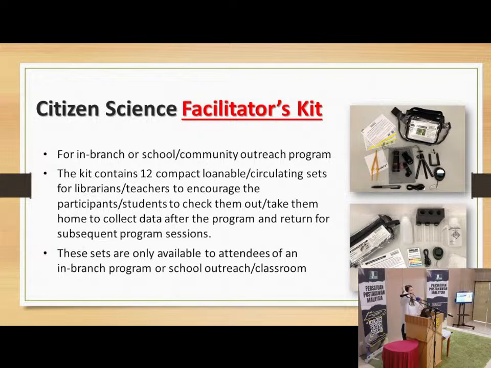So these kits, when the teachers or librarians take them out to do outreach programs, we typically have them check them out using this facilitator bin, which is specifically for that purpose. We told the librarians that if there are other people who are interested, who are not attending these programs or the outreach, but want to try this, they can go back to the library and check out the circulating kit. That way we can make sure we don't lose things.